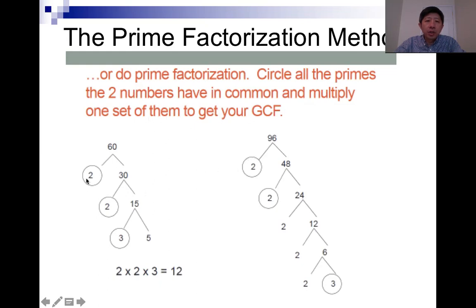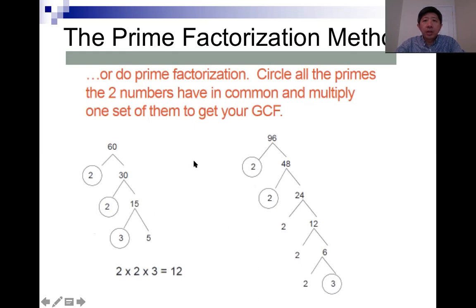Did you see 2 and 2, they have in common? Yes, 2 and 2 are common. Next, 3 and 3 are common, right? So therefore, we take 2 times 2 times 3, which equals 12. So this is the GCF, all right?